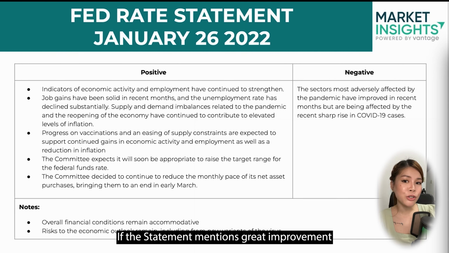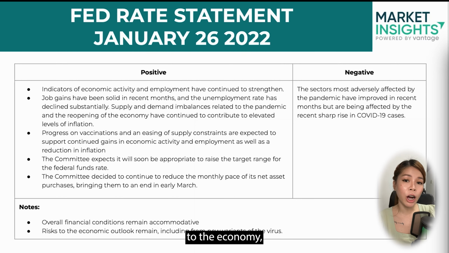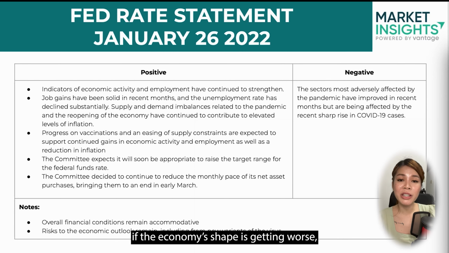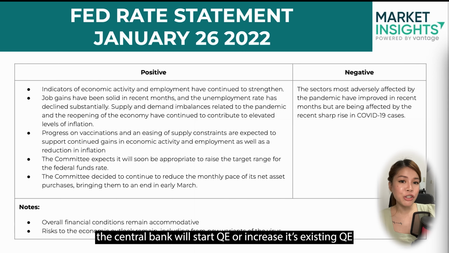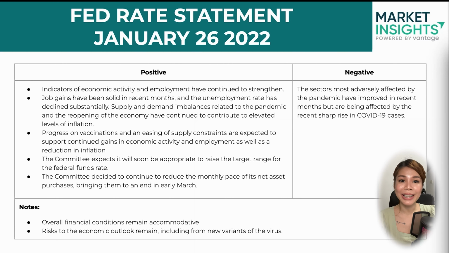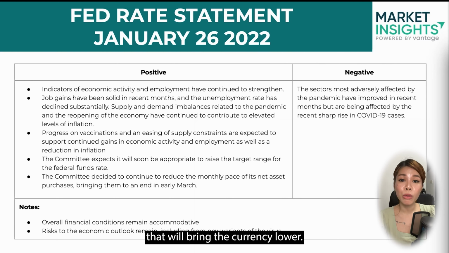If the statement mentions great improvement to the economy, reduction of QE, or application of tapering, then that will bring the currency up. On the other hand, if the economy's shape is getting worse, the central bank will start QE or increase its existing QE or will reduce the value of its existing tapering. That will bring the currency lower.